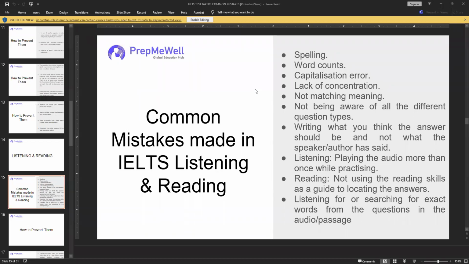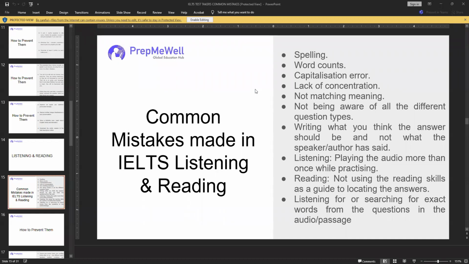Okay, then I have it, not being aware of all the different question types. So it's good that before your exam day, at least you familiarize yourself with all the different question types they can ask. In listening, we have completion question types. We have note completion, form completion, summary completion, sentence completion. We have diagram labeling too as well. Those are the completion questions.